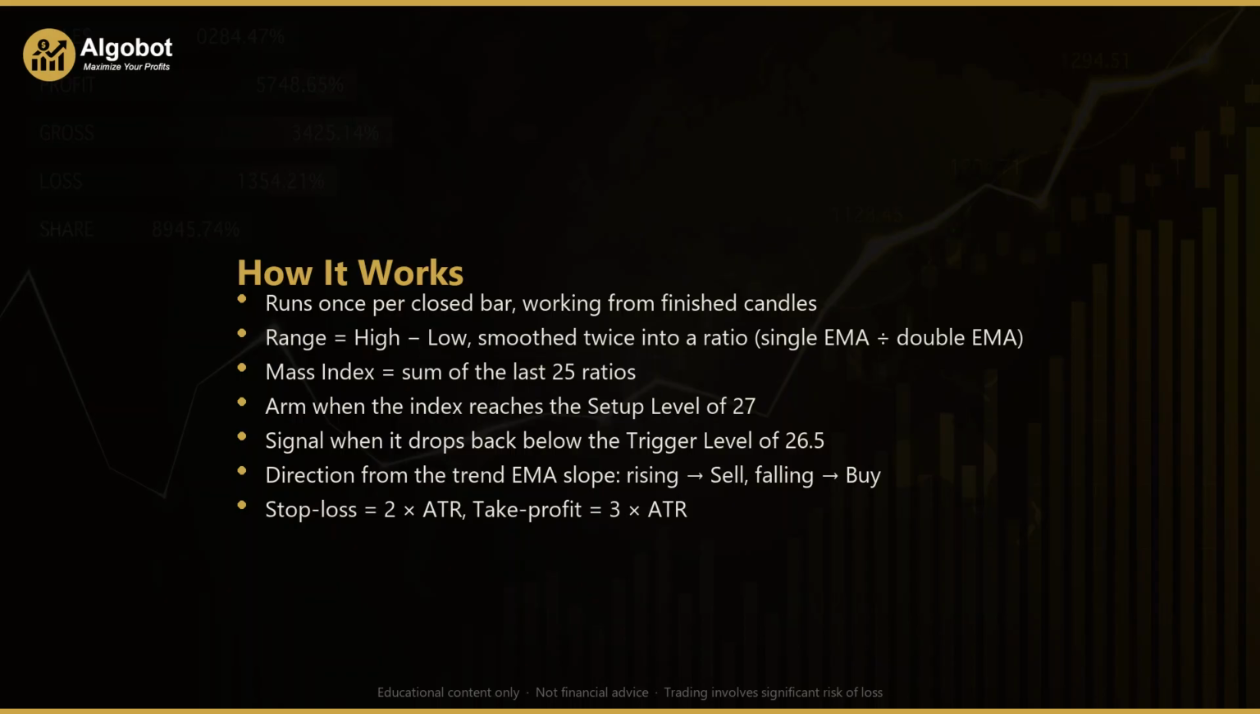Risk is handled entirely with the average true range. The EA computes a simple ATR over the last 14 bars. For a sell, the stop loss sits 2 ATRs above entry and the target 3 ATRs below. For a buy, the stop sits 2 ATRs below entry and the target 3 ATRs above. Because both distances scale with volatility, the strategy adapts its risk to current market conditions, and the stop loss and take profit manage the trade from there.